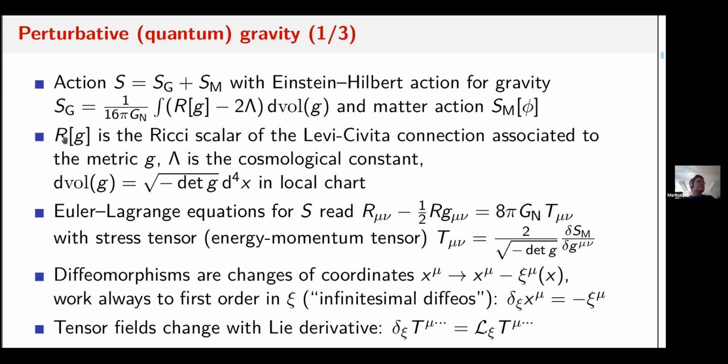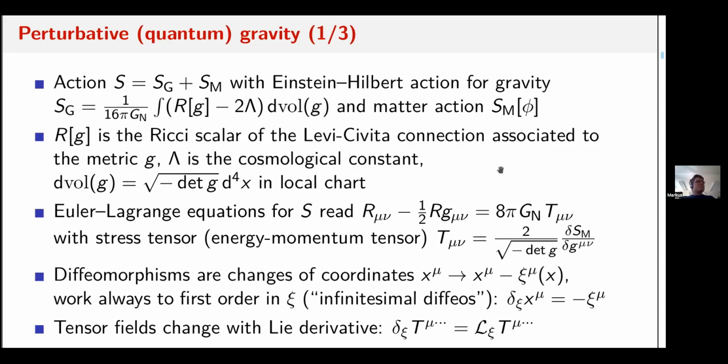I've written, as said, R is the Ricci scalar. And if you like to work in local charts, as all the physicists do, then the volume measure is just the square root of minus the determinant of the metric, since we have Lorentzian signature, times d4x. As all students know, this is an action, so you can compute Euler-Lagrange equations.